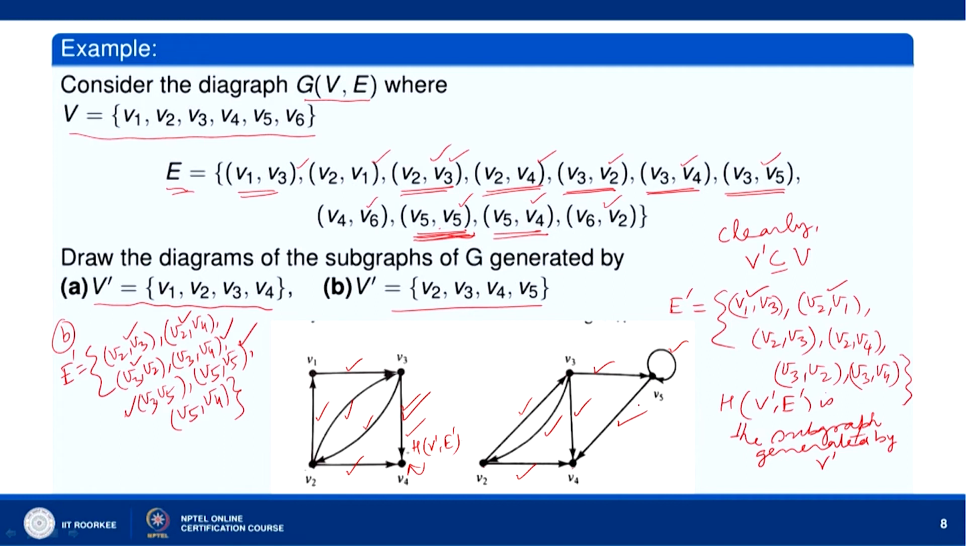So, this is the graph of H B dash E dash. It is the diagram of H B dash E dash, the subgraph of G generated by B dash.